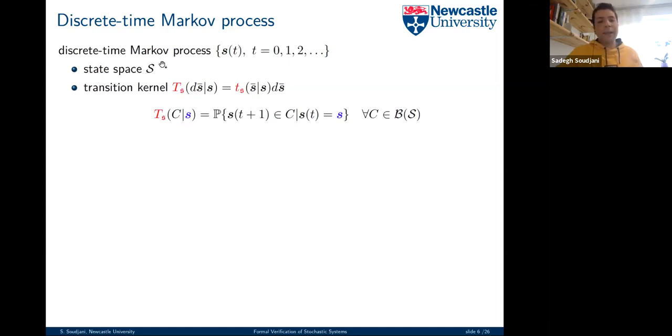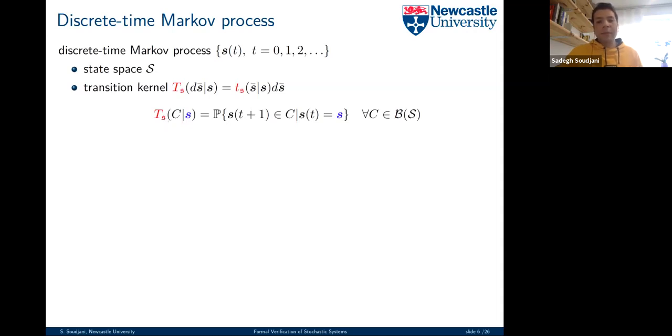So you have a state space S, and then for the evolution of the system, of the process from one state to another one, we have a transition kernel. This transition kernel gives you the probability of jumping from one state to a subset of the state space. You have the current state of the system, here you see s_t, the current state is s, and the next state of the system could be anywhere in the state space. And the probability of jumping to subsets of the state space is given by this transition kernel, which is denoted by capital T(s).